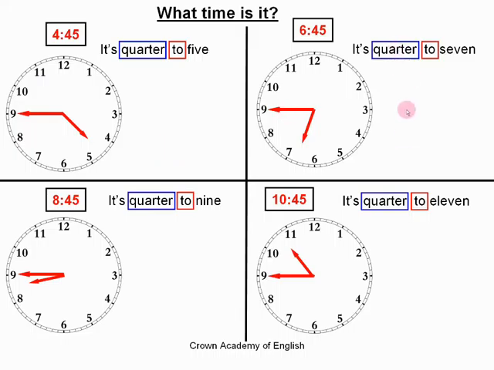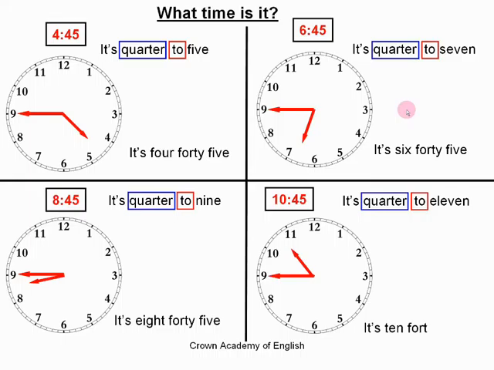And we can also say it's 4:45. It's 6:45. It's 8:45. And it's 10:45. So again, the rule here is we say the hour and then the number of minutes.